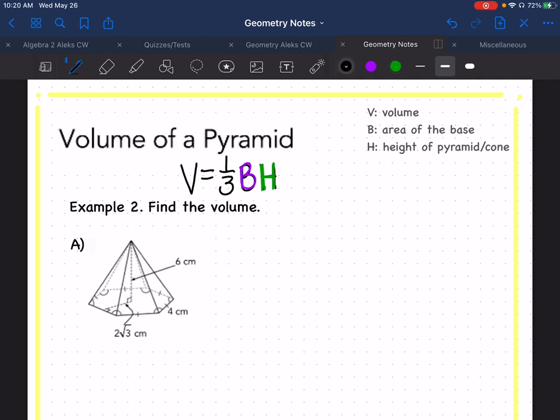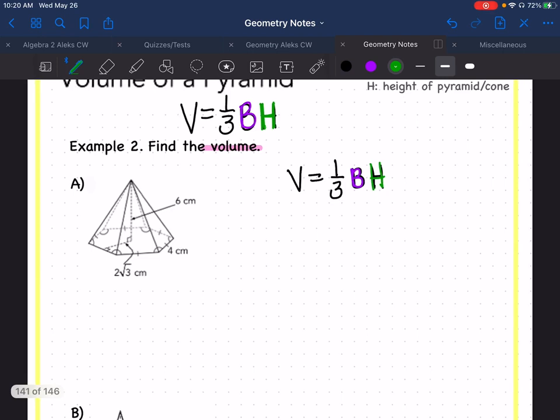All right, here we go. So let's find the volume. Let's put our formula. And let's go ahead and find the area of the base and the height. Now, most of the times the height is probably going to be given to you in the picture. At worst, you might have to use the Pythagorean theorem to find it. But this right here is going to be my height.